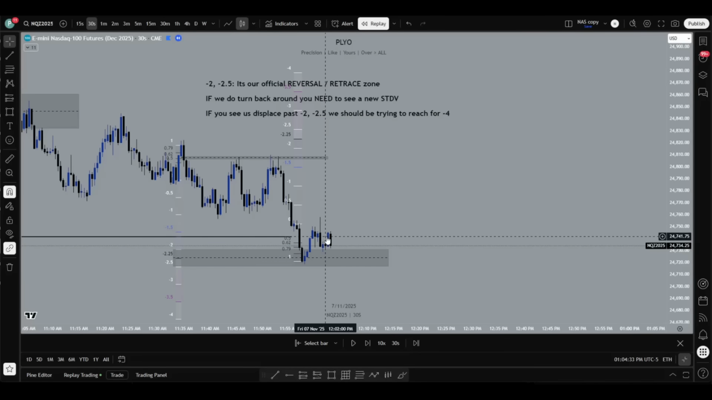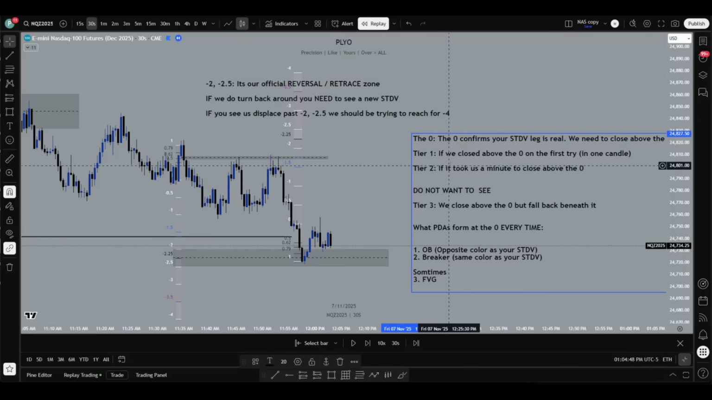This would be like a tier 2 right now. It's almost turning into tier 3. Remember, what is tier 2 and tier 3? Let's bring it back. Okay, it's like this. Tier 2 is if we take a minute to close above the 0. That's clearly what we're having here. We haven't exactly got to tier 3 yet because we couldn't even close above, but right now it's almost looking like it may even fail.